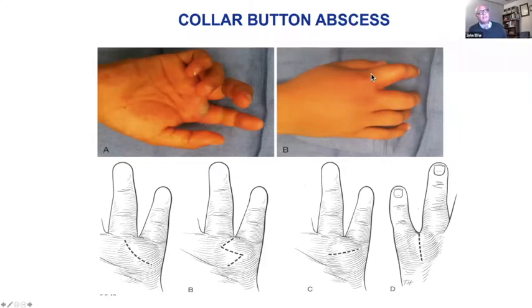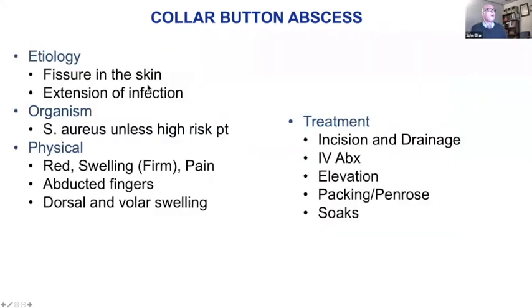Look at the abducted position of this finger relative to this finger. It indicates the presence of this abscess, even though you can only see that on the volar side. Okay, collar button abscesses, I told you about the fissures in the skin, red swelling, firm, and pain in the abducted fingers. And again, the treatment is not, there's no rocket science here. It's drainage and packing and soaks and IV antibiotics.